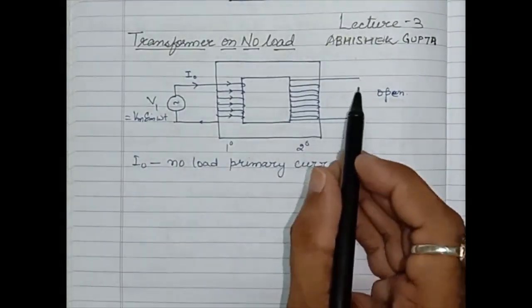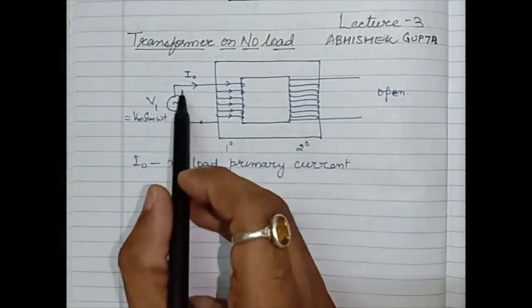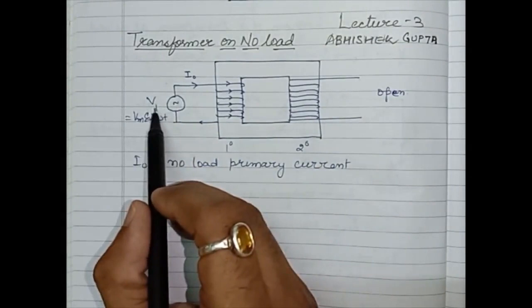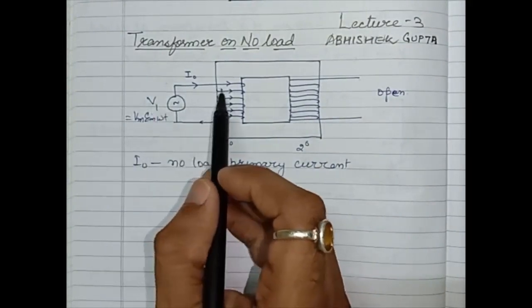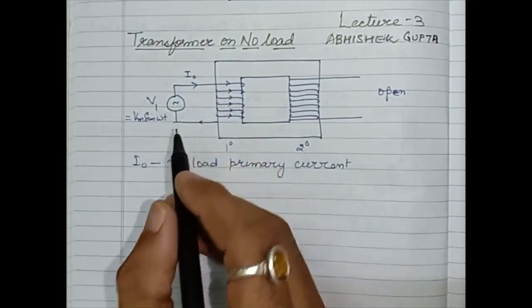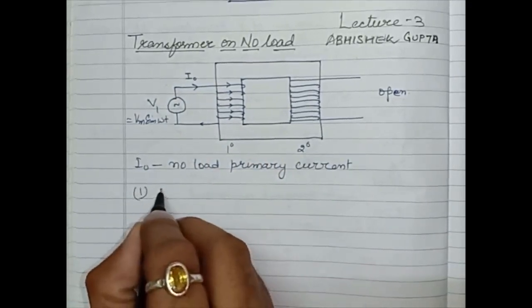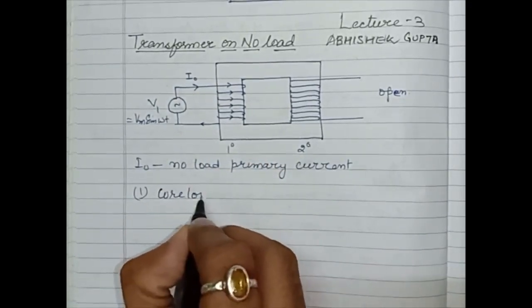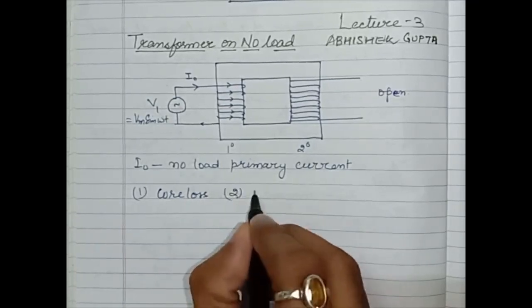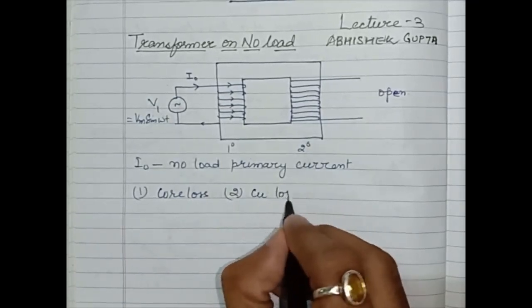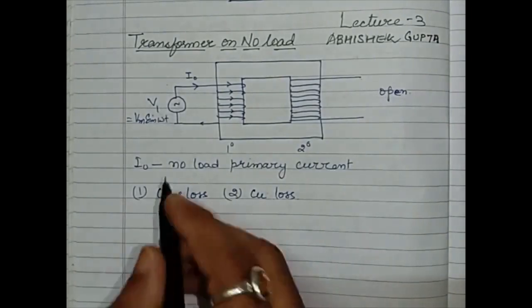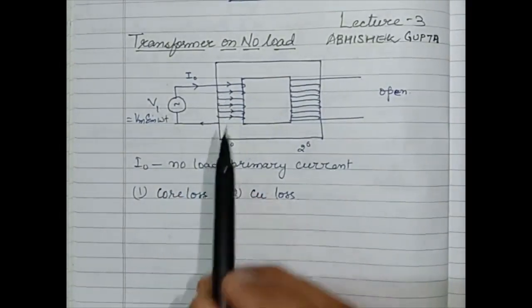When the transformer is on no load and the primary is connected to the AC supply, what will happen? It will produce two losses: one is core loss and the other is copper loss.